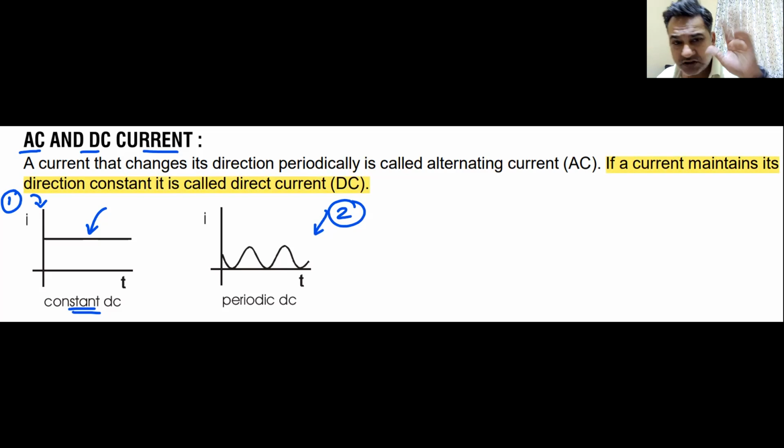Such current may change its value, as you can see in case number 2, but it is not changing its direction. Such currents or voltages are known as DC current or DC voltage. Do we understand this? This is what you will draw. Write what is there in the yellow, and then draw the two diagrams, because a question can come where they give you a diagram and ask which one is AC and which one is DC. Draw it quickly.